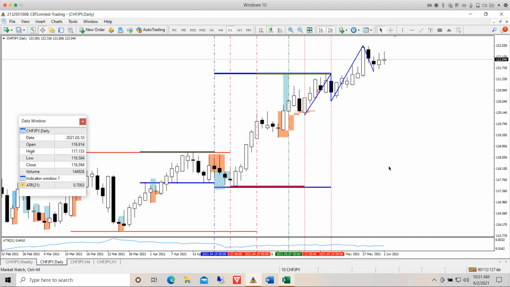Now, I'm not saying that this one is going to win and the other one is going to lose. I'm just saying if you want to have additional filtering criteria that will help you to choose between two highly correlated instruments, this is definitely a better picture than what we were looking at on the euro yen.